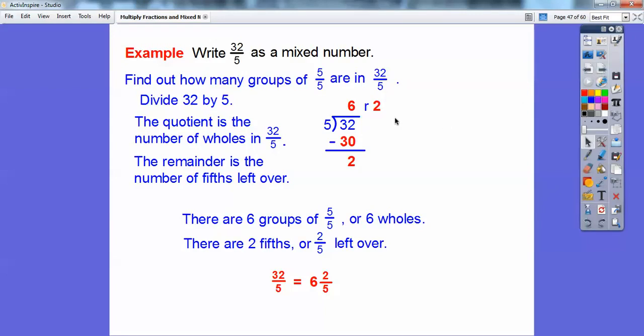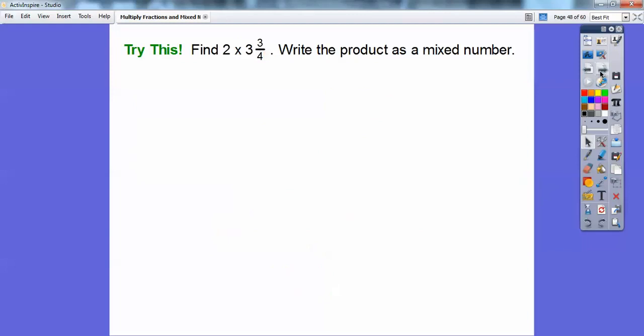I just like to think of this. You don't even need to write the remainder right there. Start at the top, 6 and 2/5. That's how I like to think of this right there. Go clockwise.